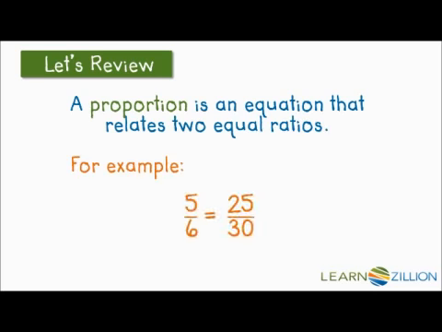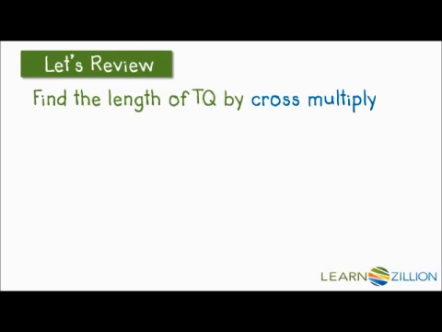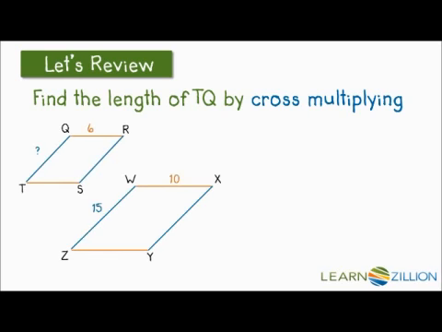For example, the ratios 5/6 and 25/30 are equal, so this is a proportion. We can use a proportion to find the length of a missing side by cross-multiplying. Here is a pair of similar parallelograms.